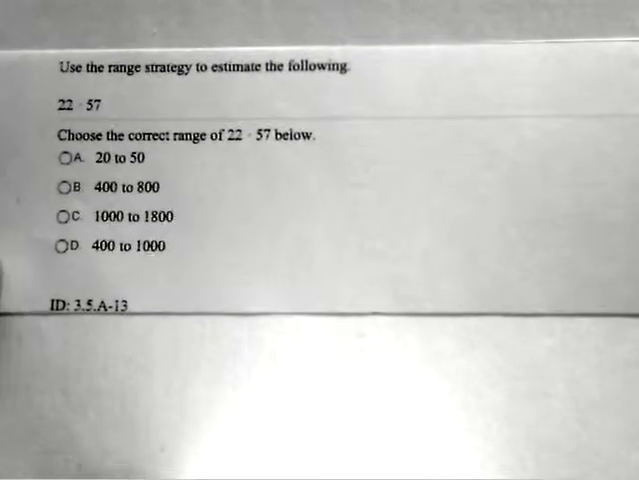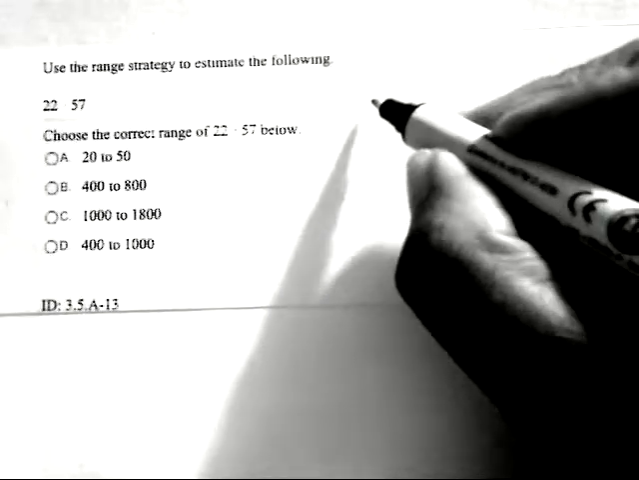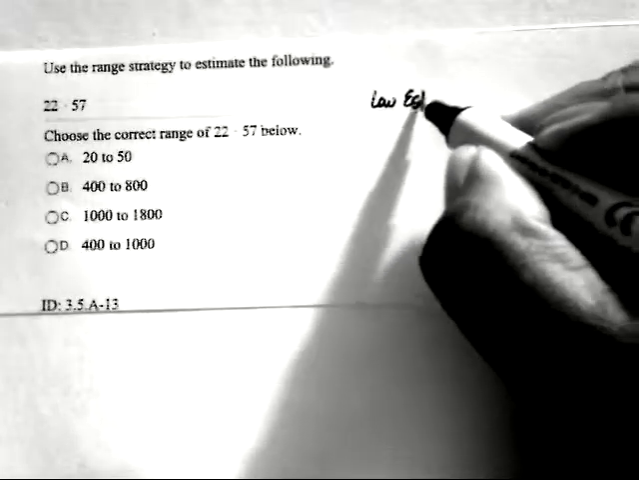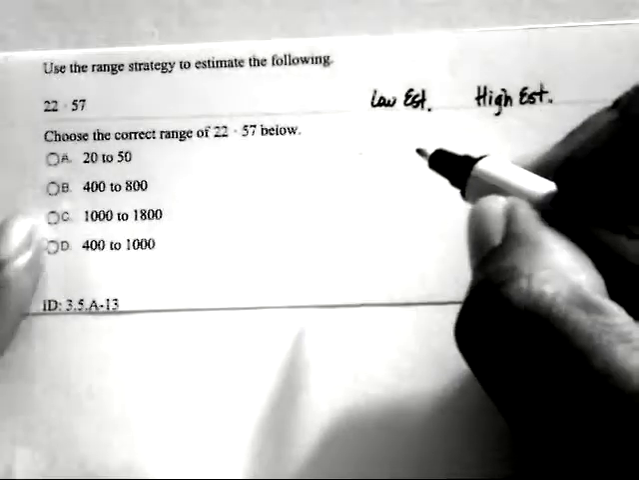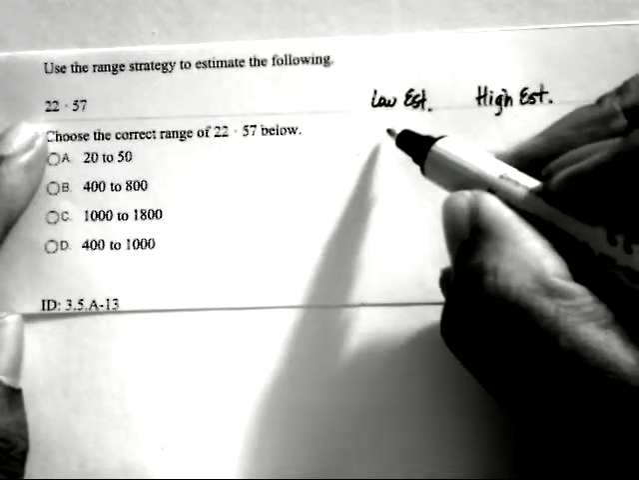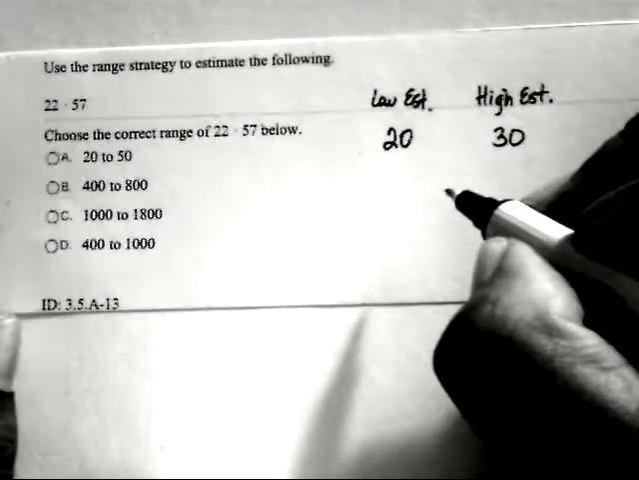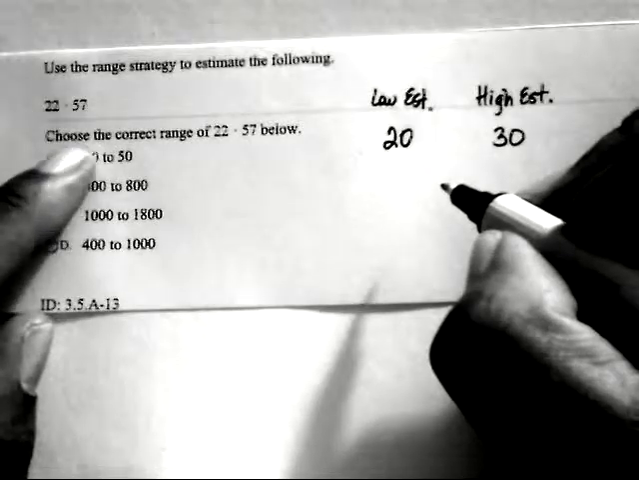Okay, now let's look at the next problem. Use the range strategy to estimate the following: 22 times 57. Okay, so we're going to do this. One will be a low estimate. The other one will be a high estimate. 22 times 57. The 22, the low end for a multiple of 10 will be 20. The high end will be 30, because 22 is between 20 and 30. So here I'm using multiples of 10.